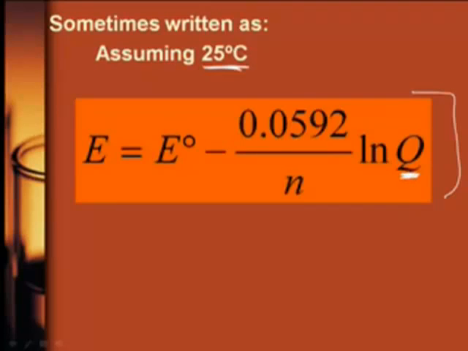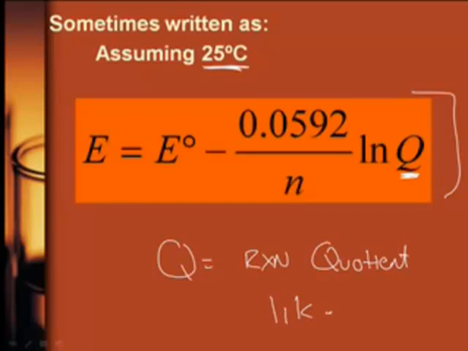Now we need to talk about what this Q business is. Q is your conditions that are not standard, or your reaction quotient. You're just going to plug in the concentrations. It's just like K, where you have products over reactants, except instead of using the equilibrium products over reactants, you're going to use the non-equilibrium, the given products over reactants.